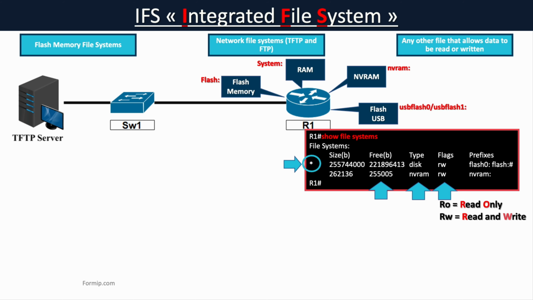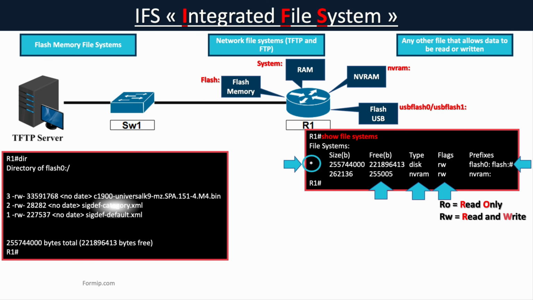The small asterisk that we see on the flash memory line indicates that the default file system is being used. The IOS of this router loads from flash memory, not from a TFTP server. And the pound sign at the end of the line means that it's a bootable disk. That is, used to boot.